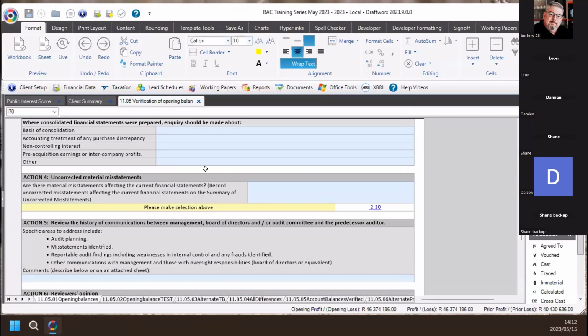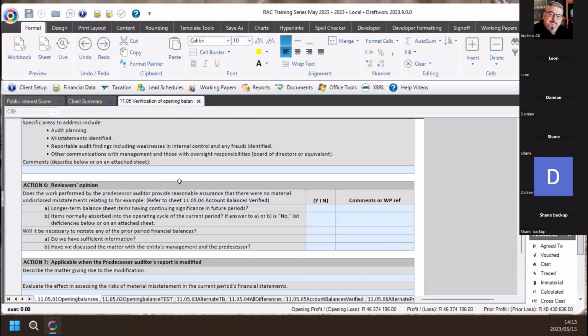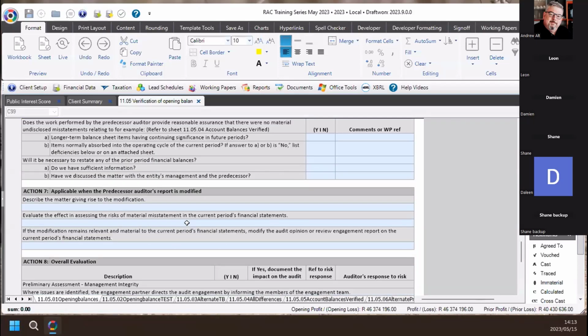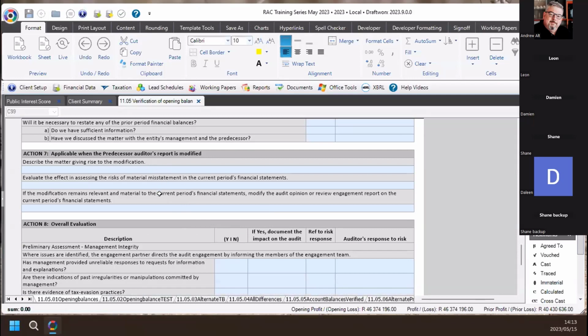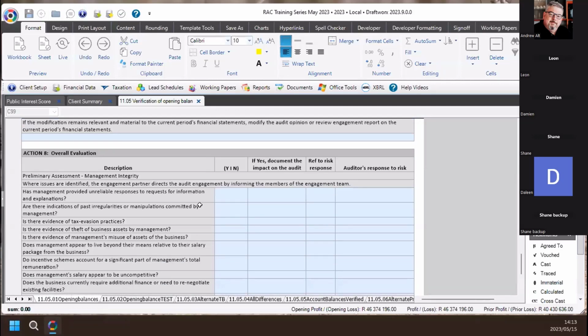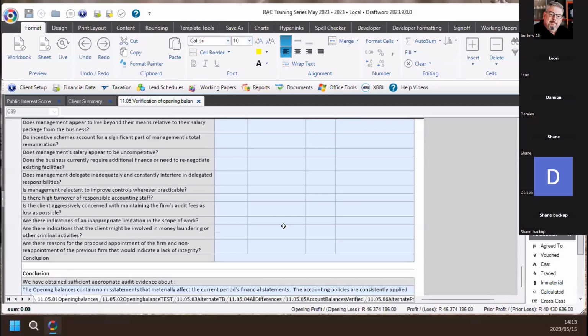All right. Are there uncorrected misstatements carried forward? So there's a whole lot of questions here to take you through that process. I don't want to necessarily go through the questions one by one, but this action 2 to action 8 is all about cases where we actually could go and see the file. And then what are the outcomes? What are the various responses that we have to that?